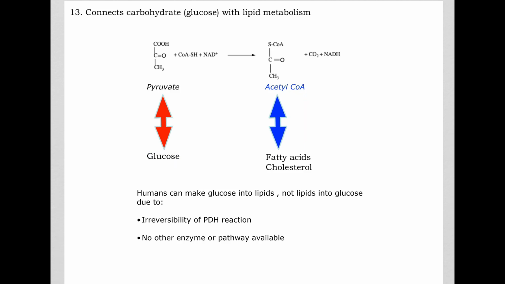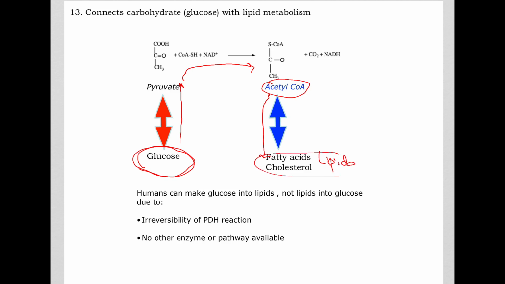So this connection basically means that we can take glucose, so we can take carbohydrates, because that glucose will be broken down to pyruvate, and that pyruvate can be converted into acetyl-CoA, and that acetyl-CoA can be made into fatty acids, into lipids. Okay, so this reaction is only in one direction, so humans can easily do this. We can take excess carbohydrates and make them into lipids.